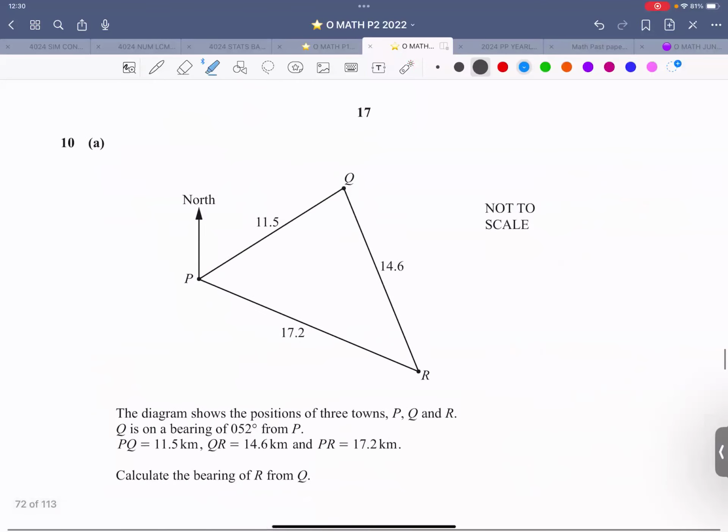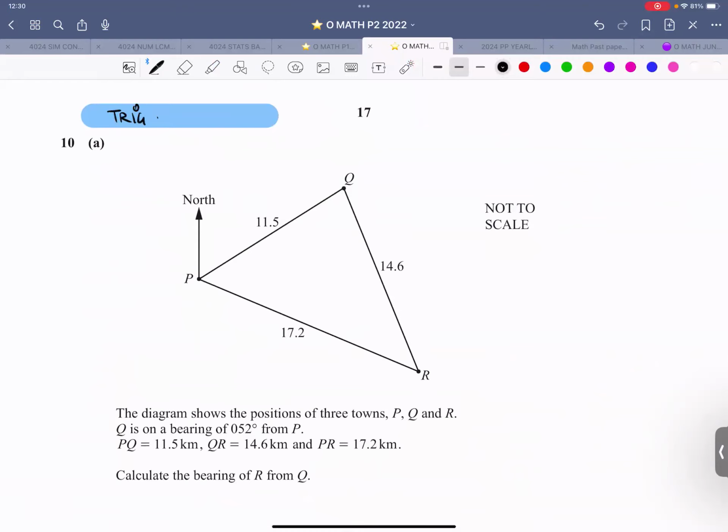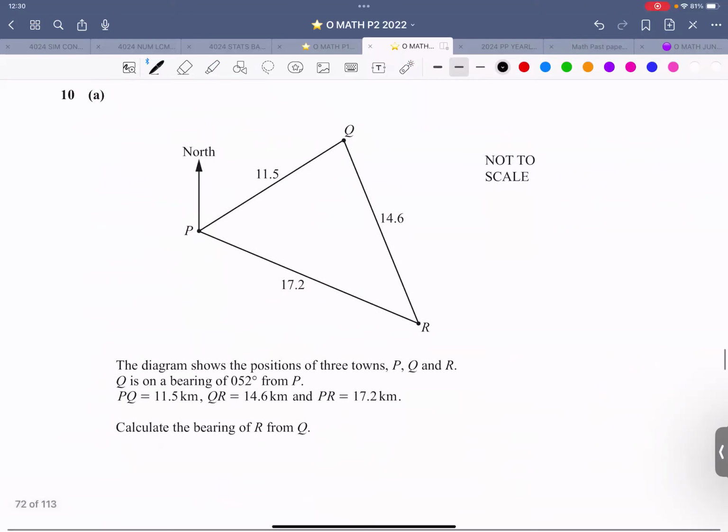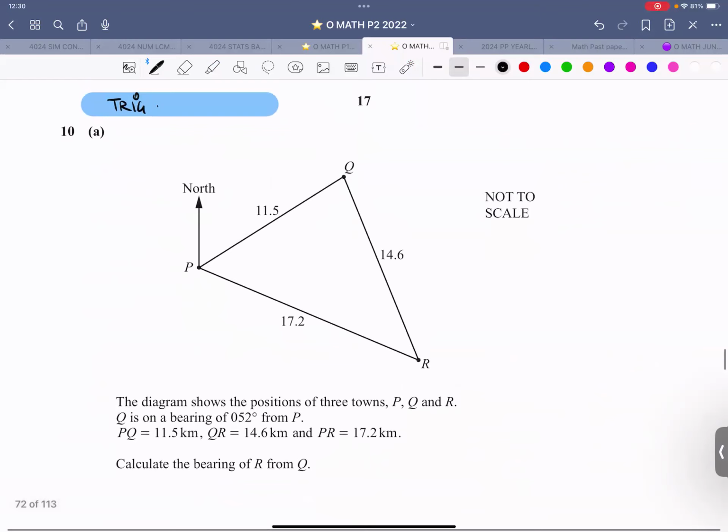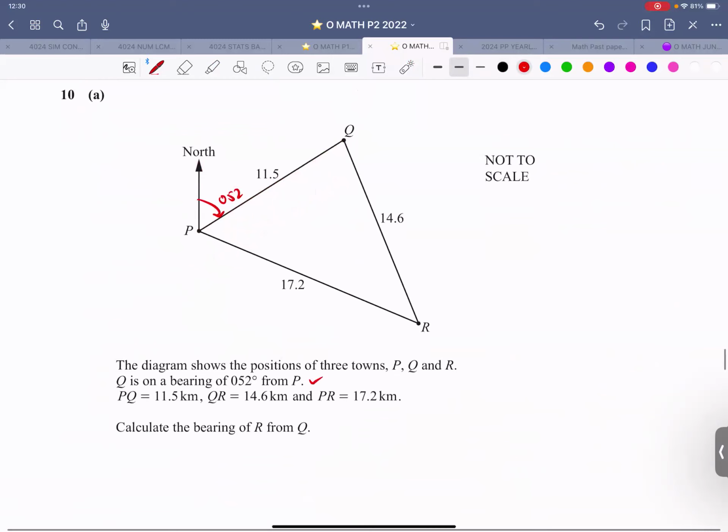Now, question number 10, that is trigonometry. The question says the diagram shows the position of 3 towns, P, Q, and R. Q is on a bearing of 052 from P. So let me label this first thing. This is 052 degrees.